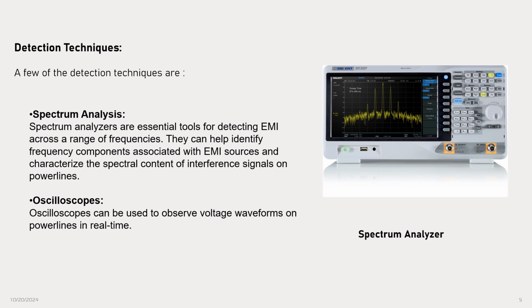Spectrum analyzers are essential tools for detecting EMI across a range of frequencies. They can help identify frequency components associated with EMI sources and characterize the spectral content of interference signals on power lines. Oscilloscope. Oscilloscopes can be used to observe voltage waveforms on power lines in real time.